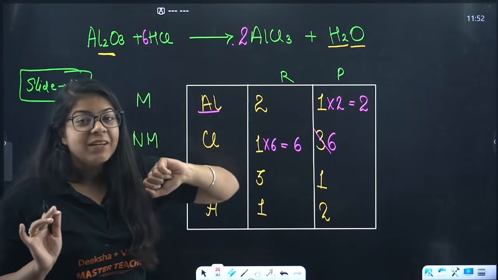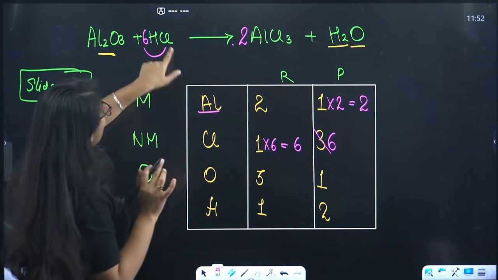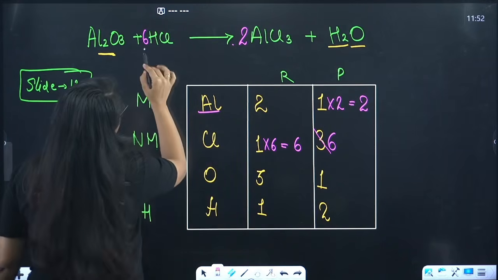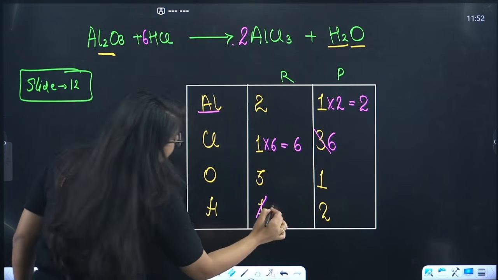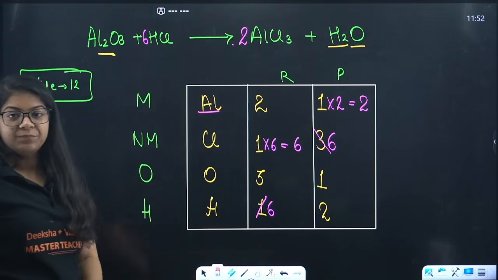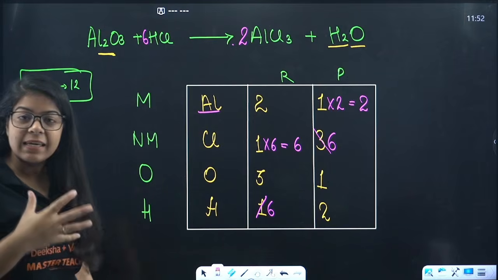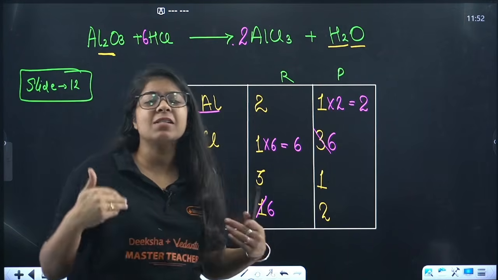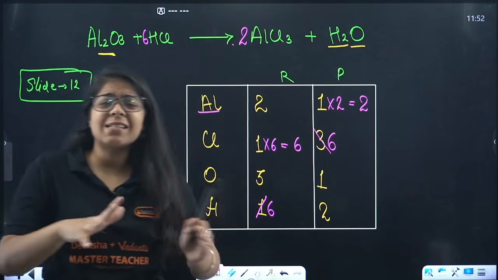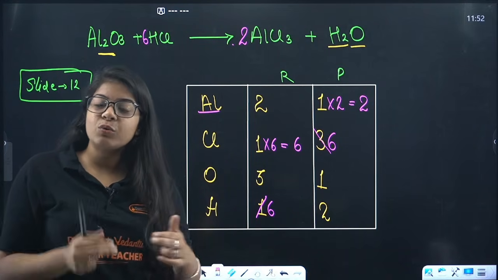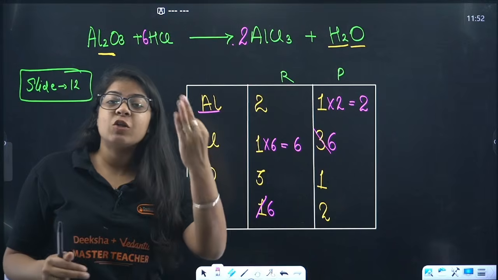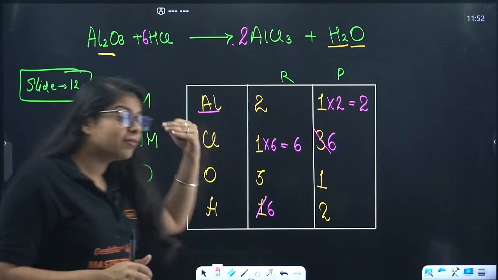But what did we do? In an attempt to balance chlorine, we unbalanced hydrogen. Now, hydrogen is not 1 here. It is 6 on the reactant side. Done. It can be a little bit lengthy when you start, because I'm teaching you, but when you sit down and practice it 1 or 2 times, by the third time you will see that you have gotten very fast.